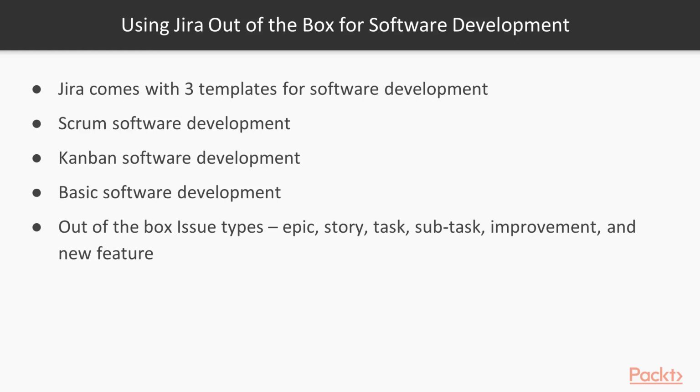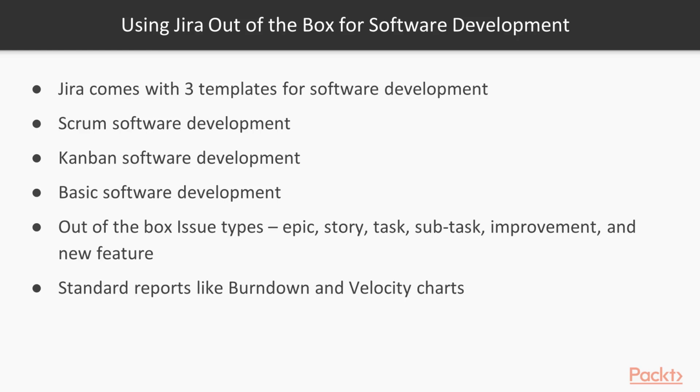So out of the box, you have a variety of issue types in your Jira software development project. You have the ability to use epic, story, task, subtask, and also have your improvements and your new features. But you're not limited to these issue types. You can also create your own custom issue types in your project. And finally, you have a variety of standard reports that will help you make better decisions and analyze your progress in the project. So in a typical Scrum-based project, you will have reports like burndown and velocity charts.